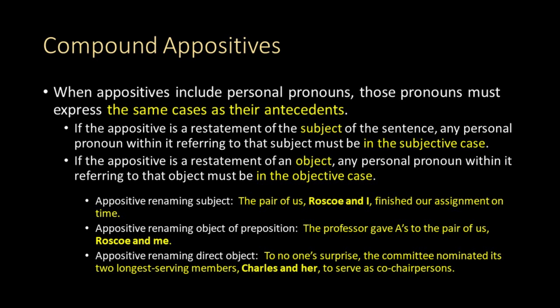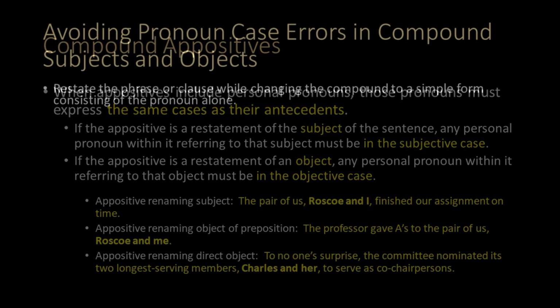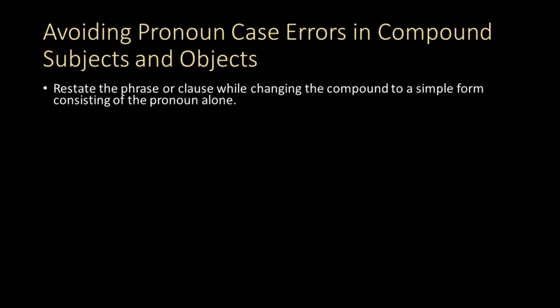And here's an appositive renaming a direct object. To no one's surprise, the committee nominated its two longest-serving members, Charles and her, to serve as co-chairpersons. Members is an object, so her is the correct pronoun. Remember that the time-tested method for avoiding pronoun-case errors in compound subjects and objects is to restate the phrase or clause while changing the compound to a simple form consisting of the pronoun alone.